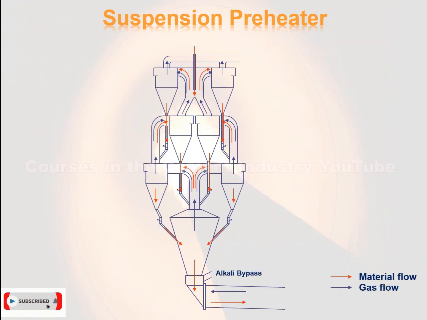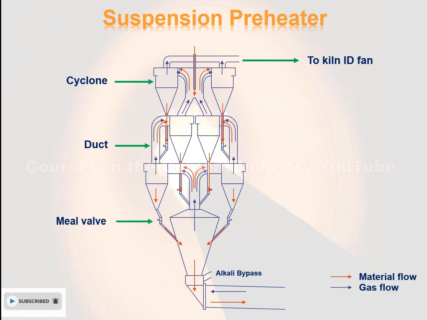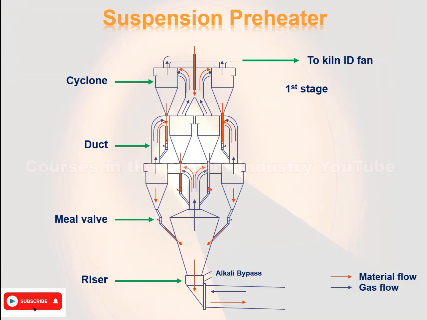This figure shows the path of the material and gases inside the preheater. It also shows the components of the preheater: to kiln ID fan, cyclone, duct, meal valve, riser, stage 1, stage 4.